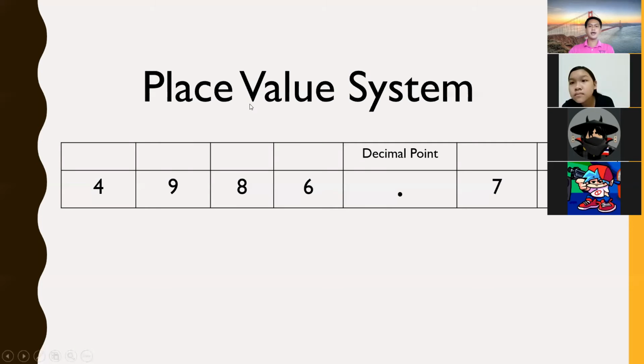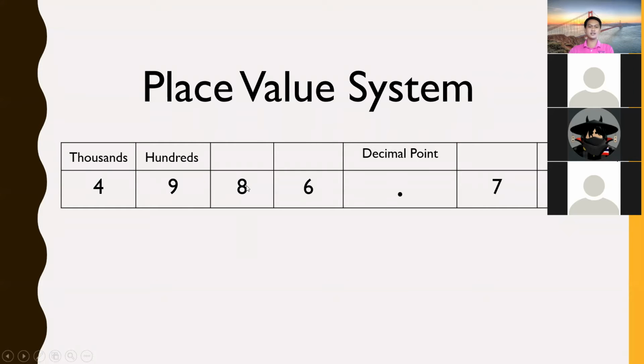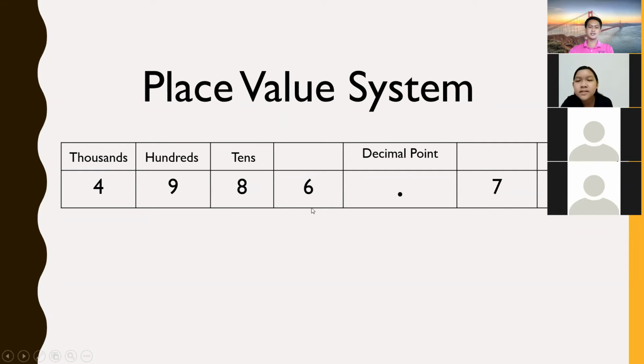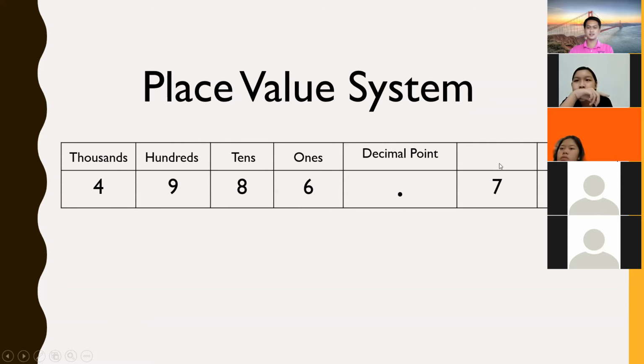Here is an example: 4,986.74. In the place value system, what is the value of 4? Thousands. Okay, thousands. How about 9? Hundreds. 8? Tens. 6? Ones. How about the number 7? So we have thousands, hundreds, tens, ones. What is the next place value?